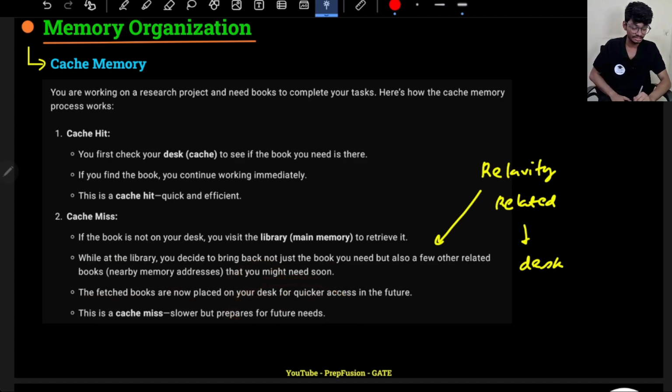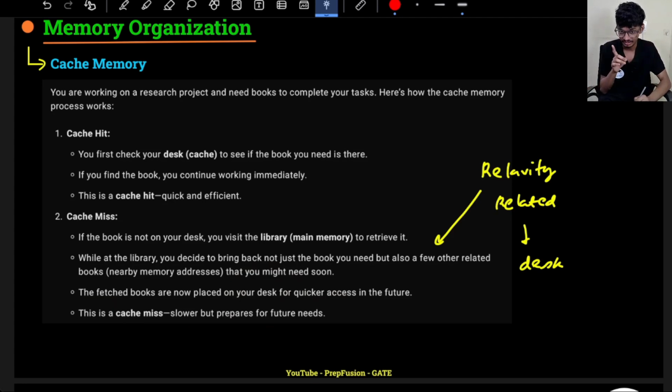So yes, a cache miss is slower because you are transferring a higher number of data, right? Cache miss is slower because you are transferring a chunk, a block of data. That is fine, but you are future proofing yourself. Basically, next time if you need any book related to relativity, you will not go into the library again, you will not procrastinate, right? Again, a call from your girlfriend or boyfriend will not come because you will keep your phone on silent and focus on the desk.